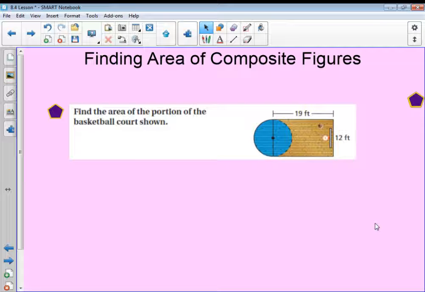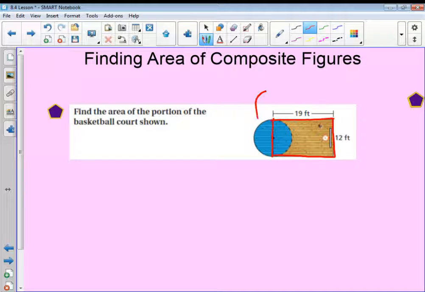Some of you might look at this figure and say, well, I see a circle and then something that looks like a rectangle, part of it missing. I personally am looking at it like this because I think it's going to be less work if I find the area of this rectangle and then do a semicircle off of that instead of thinking of the whole circle. Okay, so to find the area of my rectangle, we're just going to take 19 times 12. So 19 times 12 gives me an area of 228 for that part, feet squared, of course.